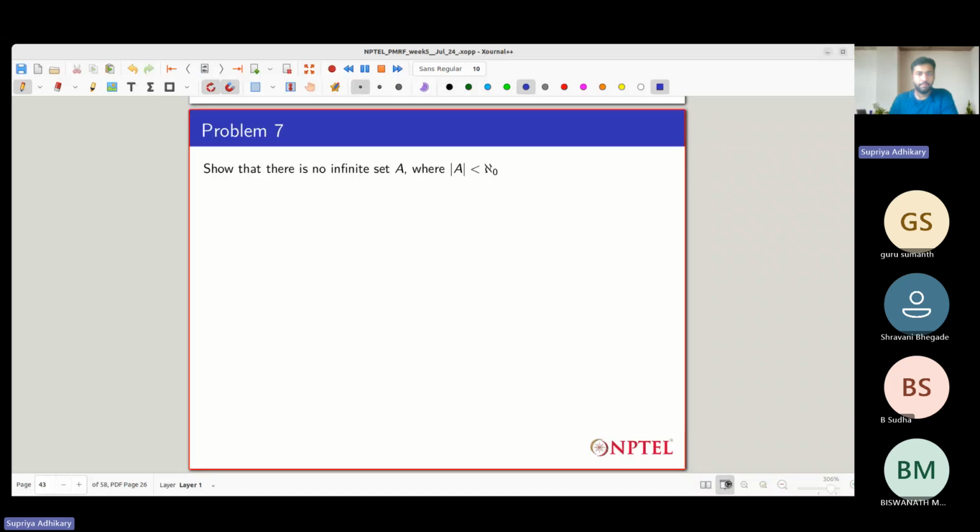That means if A is an infinite set, then we cannot have this. We at least have to have this. This is the least. We at least have to have the cardinality of A equal to alpha. We cannot have some infinity which is less than alpha.